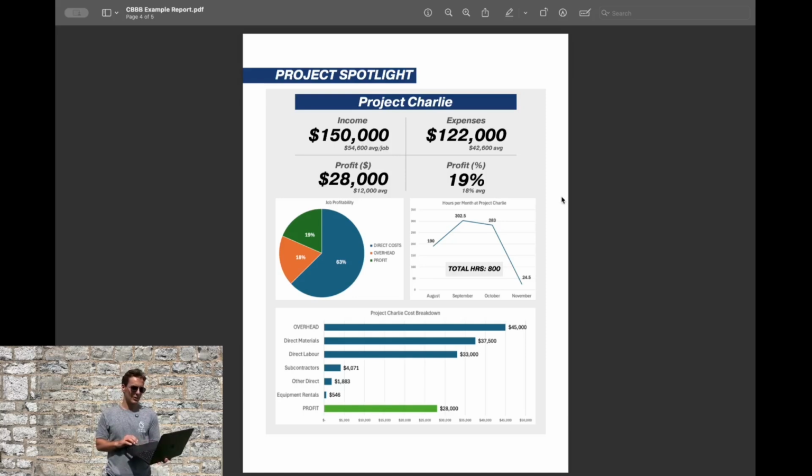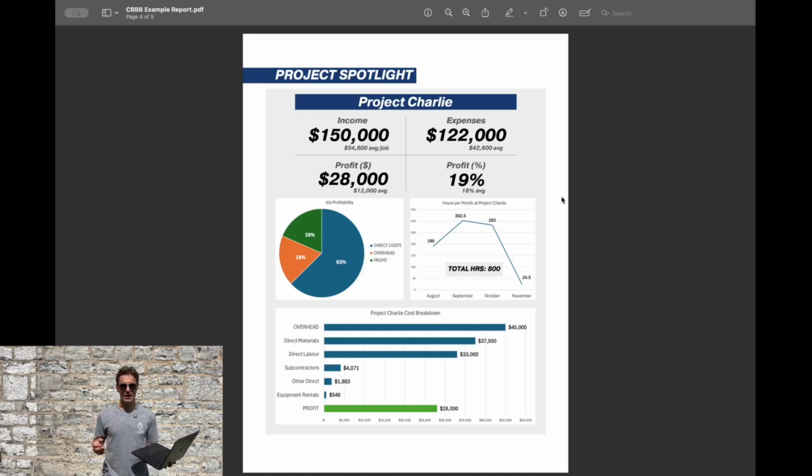On the middle right, you can see the hours that were spent month by month on this project, peaking in September and coming in close second in October, for a total of 800 hours spent on Project Charlie. On the bottom graph, you can break down your costs into more specific granular information. So we're looking at overhead.